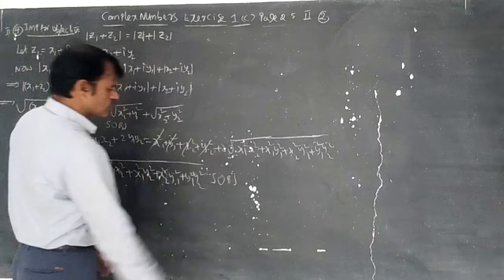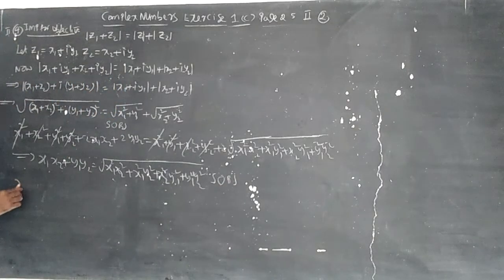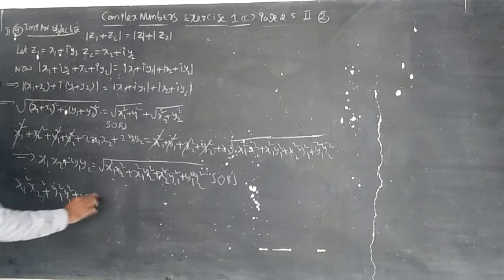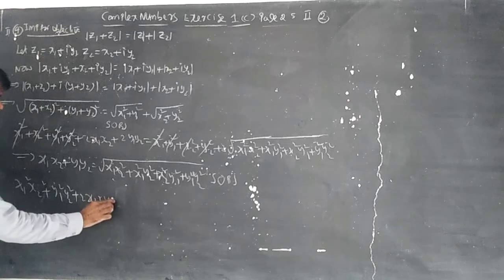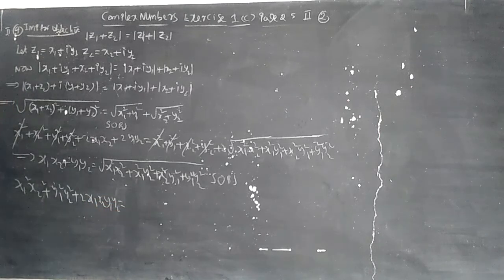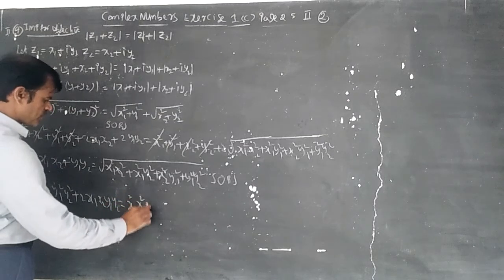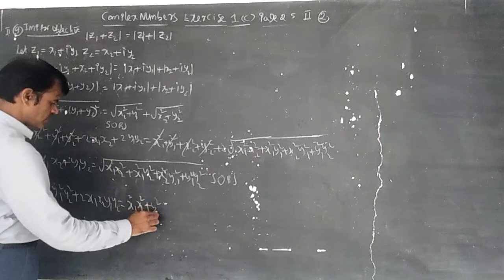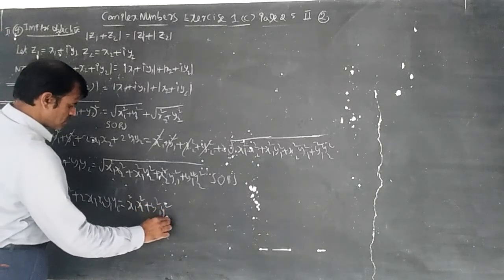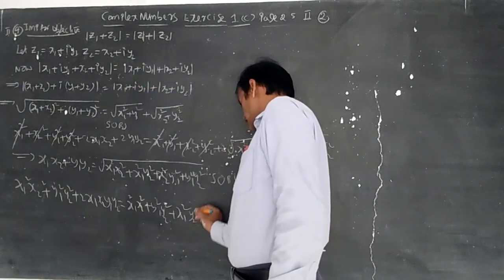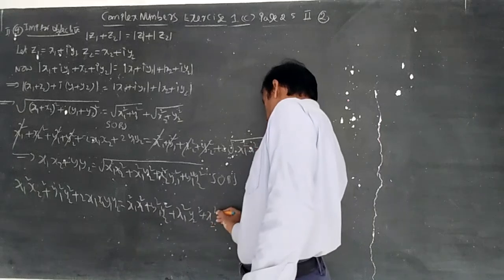Now take squaring both sides. By squaring both sides we can write here x1 square x2 square plus y1 square y2 square plus 2 x1 x2 y1 y2 is equal to x1 square x2 square plus y1 square y2 square plus x1 square y2 square plus x2 square y1 square.